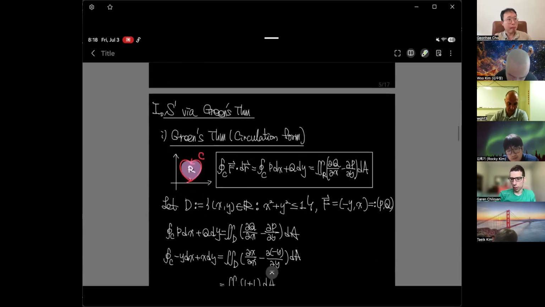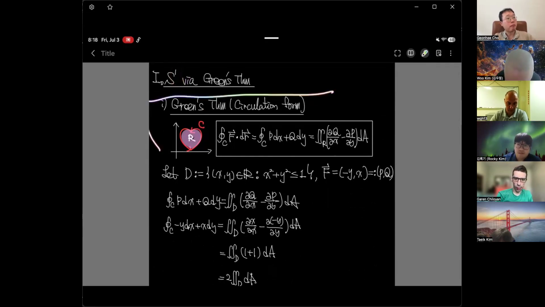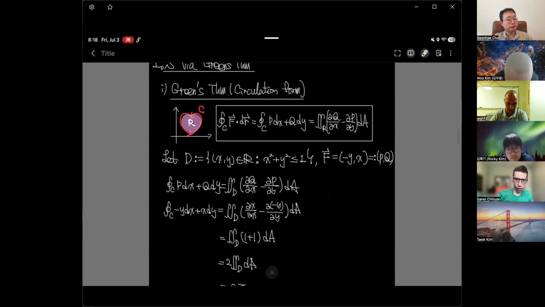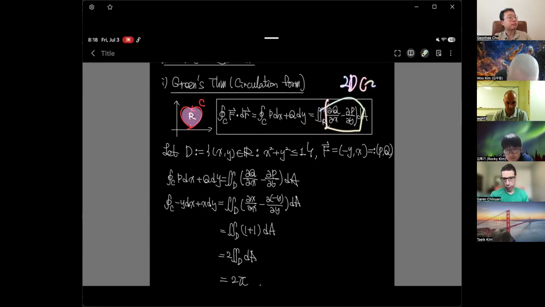So let's move on. The first case, S1 using Green's theorem. Just recall Green's theorem as we learned in the calculus course. If we have a region's integral like this, this part is called the 2D curve.